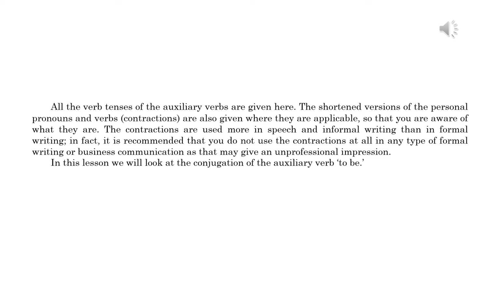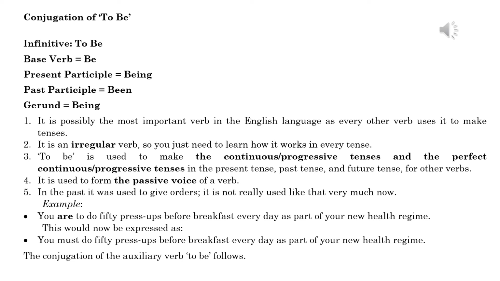In this lesson, we will look at the conjugation of the auxiliary verb to be. Conjugation of to be. Infinitive: to be. Base verb equals be. Present participle equals being. Past participle equals being. Gerund equals being.